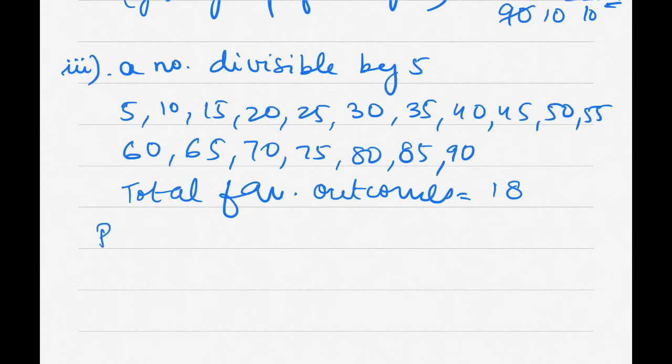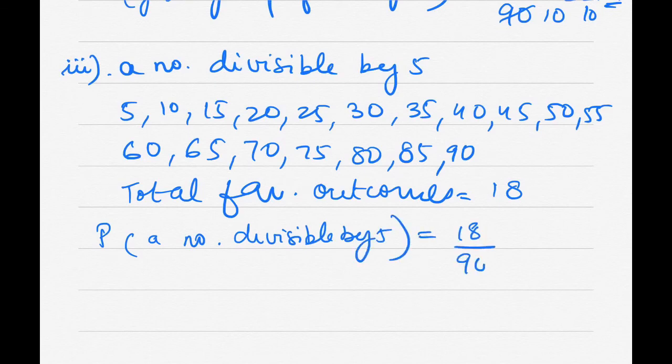Now the formula is already written, so the probability of getting a number divisible by 5 will be equal to 18 by 90. So 18 is 18, 18 5s are 90, so 1 by 5. That will be my answer.